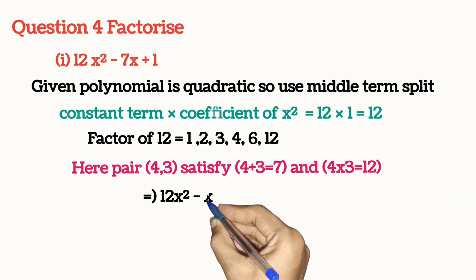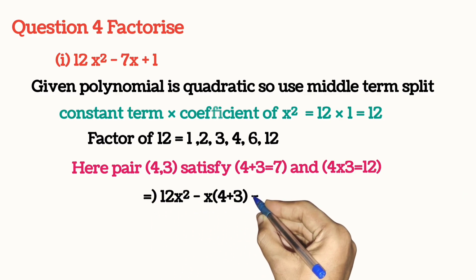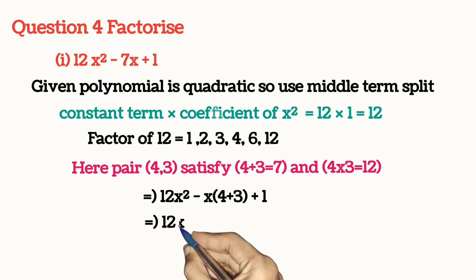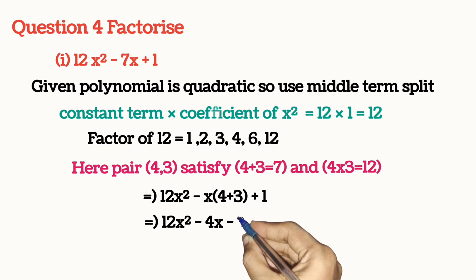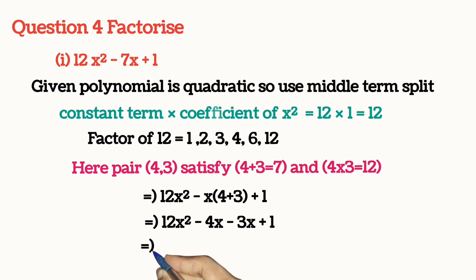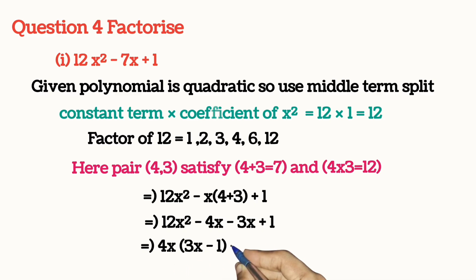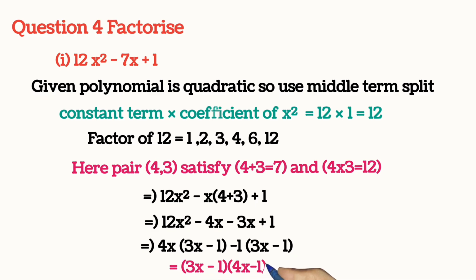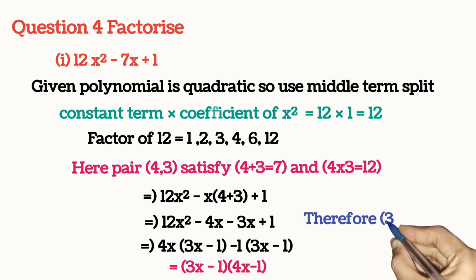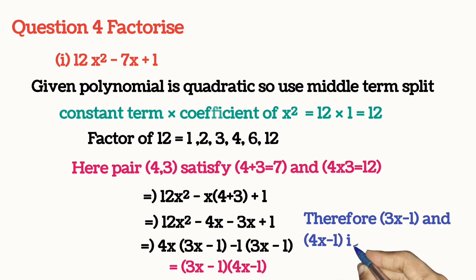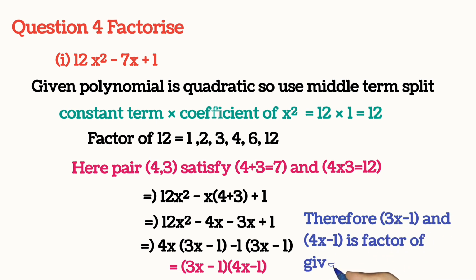So 12x square minus x into 4 plus 3 plus 1, that implies 12x square minus 4x minus 3x plus 1. Now take 4x as a common, we get 3x minus 1, and taking minus 1 as a common, we get 3x minus 1. Now 3x minus 1 taking common, we get 4x minus 1. Therefore 3x minus 1 and 4x minus 1 are factors of the given polynomial.